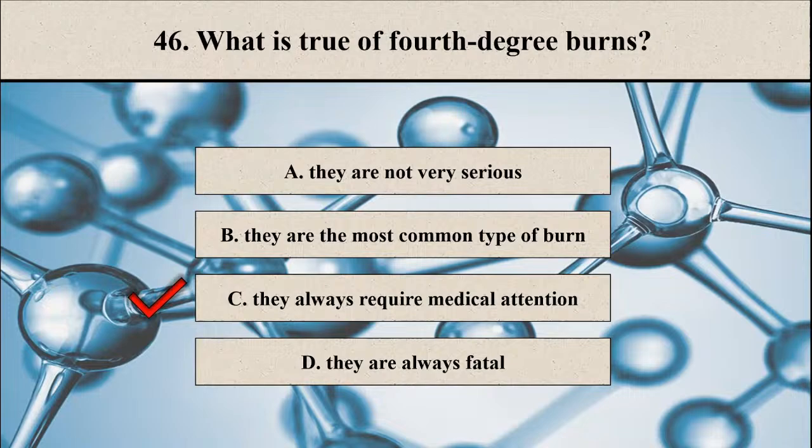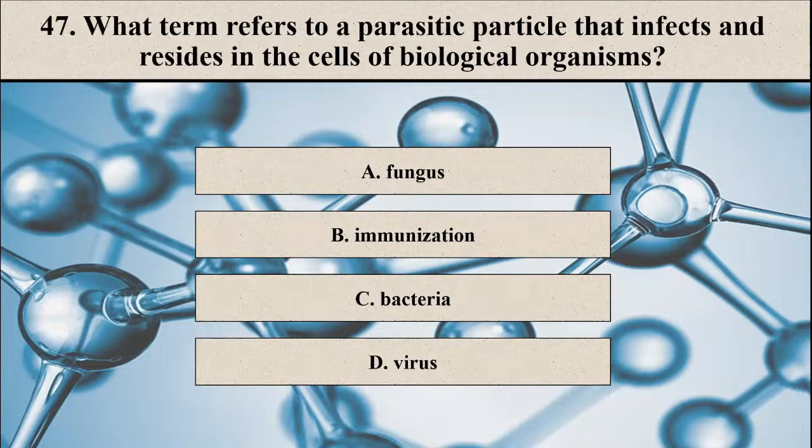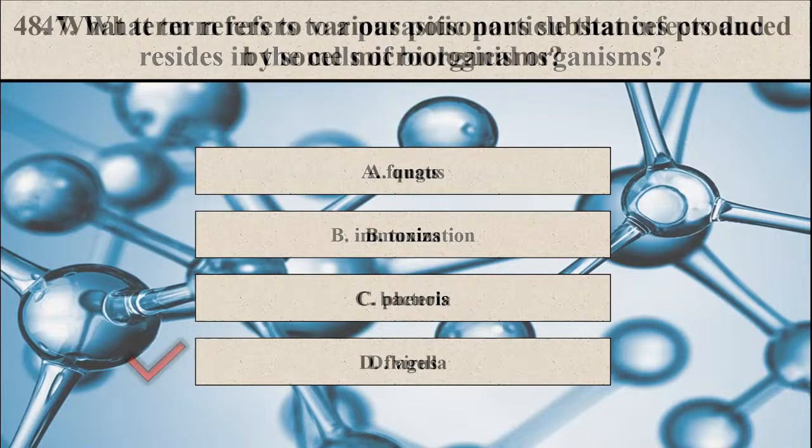If you chose C, they always require medical attention, you are correct. What term refers to a parasitic particle that infects and resides in the cells of biological organisms? Fungus, immunization, bacteria, virus. If you chose D, virus, you are correct.